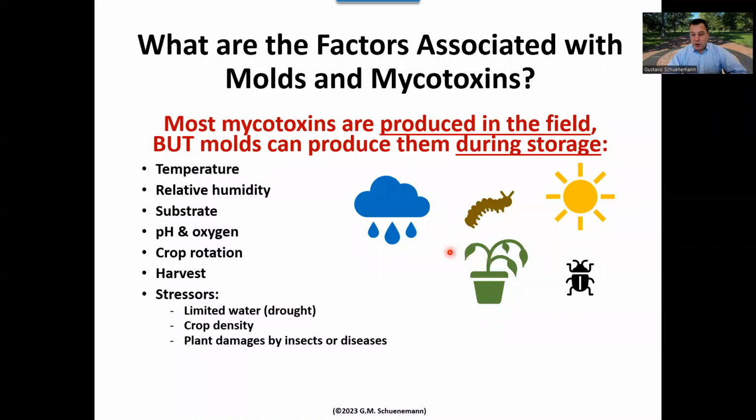So we have limited water, stressed plants, and a significant increase of insects in cornfields. Most of the mycotoxin, we are now feeding most of that corn silage to cows, so we have to address some of these issues. They're produced in the field, and then the stressors are the ones that trigger some of these. But molds can also produce some of these mycotoxins during storage.